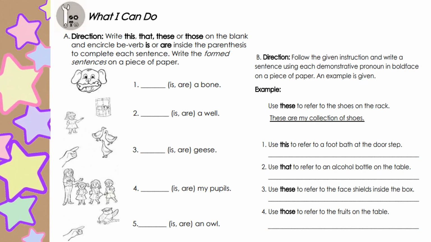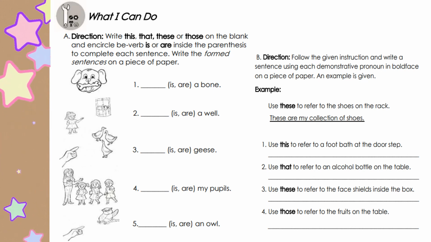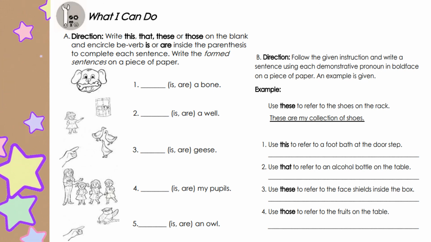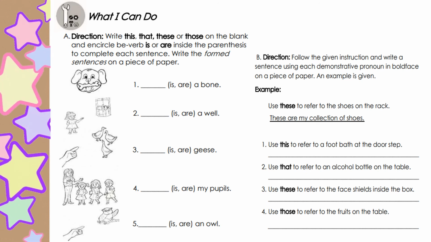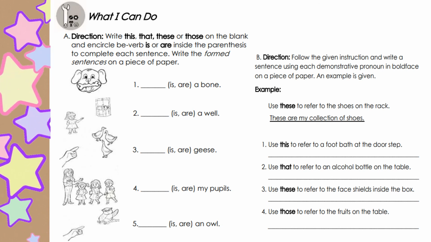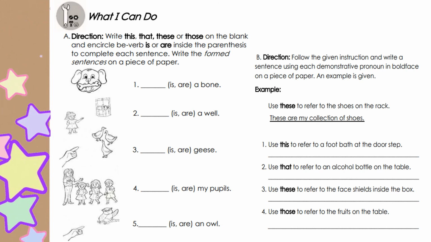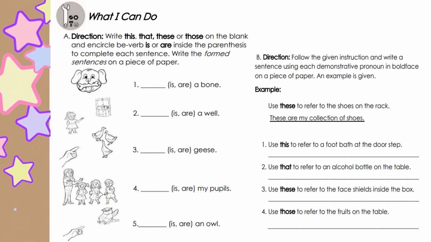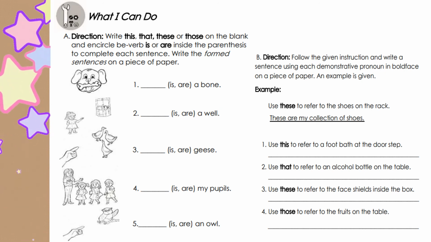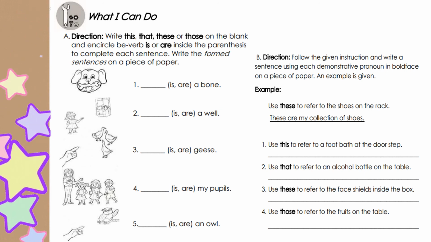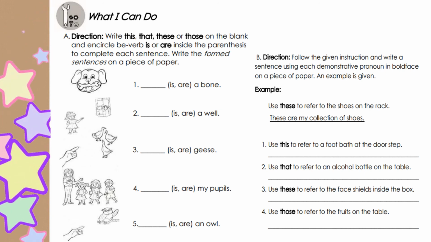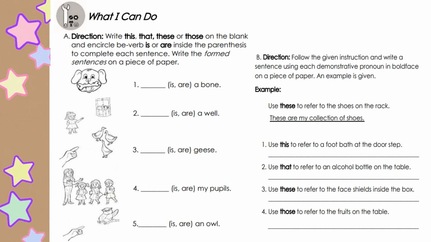Follow the given direction and write a sentence using each demonstrative pronoun in boldface on a piece of paper. An example is given. Example, use these to refer to the shoes on the rack. These are my collection of shoes. Number 1, use this to refer to a footbath at the doorstep. Number 2, use that to refer to an alcohol bottle on the table. Number 3, use these to refer to the face shields inside the box. Number 4, use those to refer to the fruits on the table.